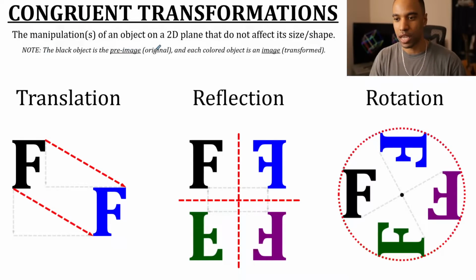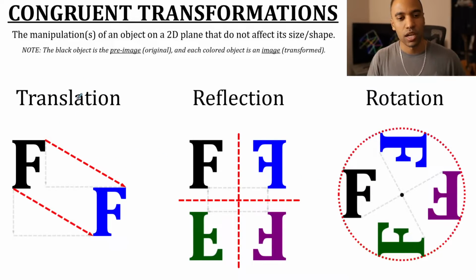So there's this word called pre-image, which means your original object, and then the image is the transformed object. So if you ever hear me say pre-image versus image, that's what I'm referring to. The black letter F is the original pre-image, and anything that's colored otherwise is just a newfound image upon that. Just making sure you know that when I refer to these transformations, especially if you see things like these little arrows right here, that's what I'm referring to. Okay, so let's go ahead and get started and see what the heck we're talking about here.